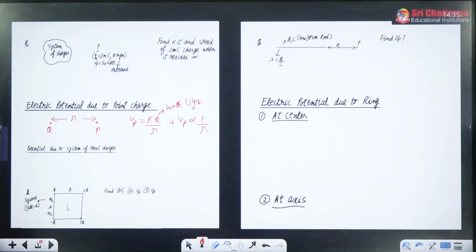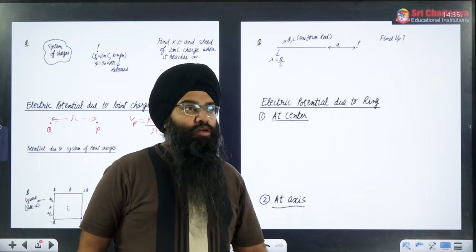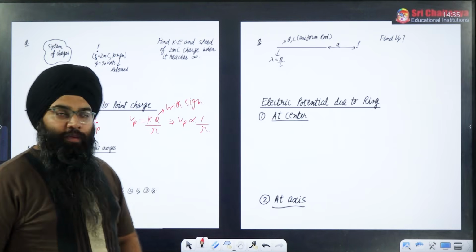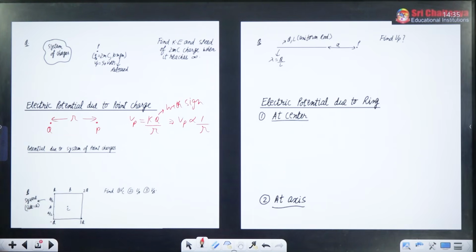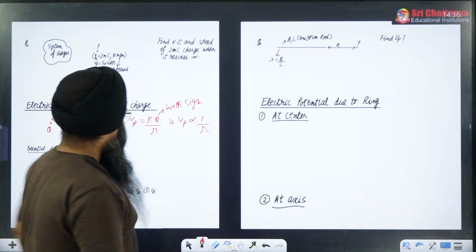So potential due to a point charge can be written as KQ by R. Q has to be put with sign. If it is a positive charge, it will be positive potential. If it is a negative charge, it will be negative potential, and the value will be KQ by R. Derivation is not required right now. You just have to remember the results.